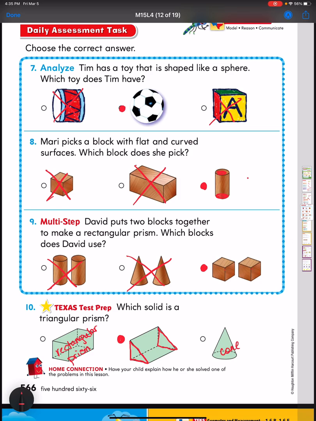Now, when you are done, I want you to work on your homework pages front and back, and then submit a picture to Google Classroom, and you will be done.